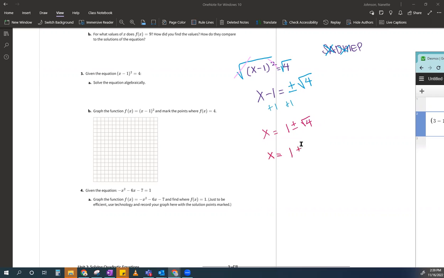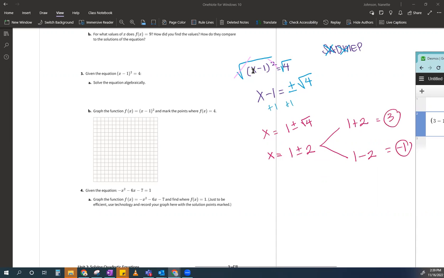Now this isn't a weird number, like a new number. It literally means 1 plus 2 or 1 minus 2. So this is 3 or -1. These are my 2 answers: 3 or -1. Okay, let's review.